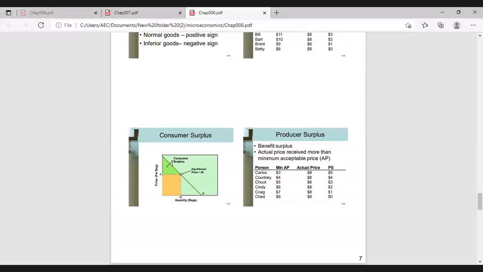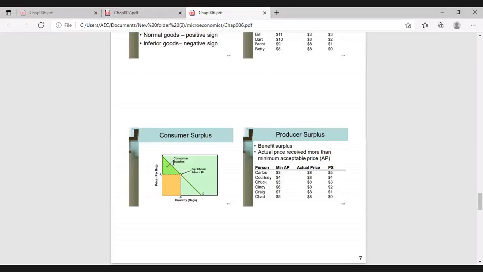Producer surplus is also like that. Each seller is willing to accept a minimum price. The supply curve shows the minimum acceptable price by the seller to sell that product. So for each unit there is a minimum acceptable price by the seller to sell.